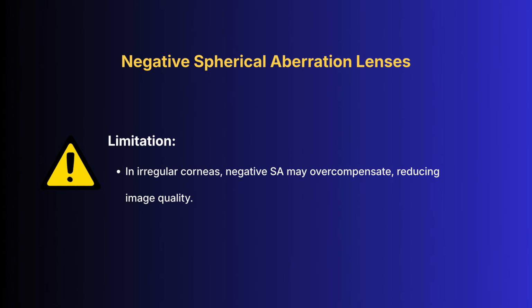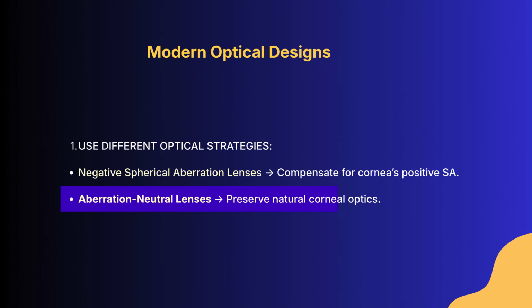The only limitation here is that if the cornea has abnormal or irregular spherical aberration, then there are chances that we might overcompensate that spherical aberration with our negative spherical aberrated lenses, and this may actually reduce the image quality. Therefore, for such conditions, we have the aberration neutral lenses.